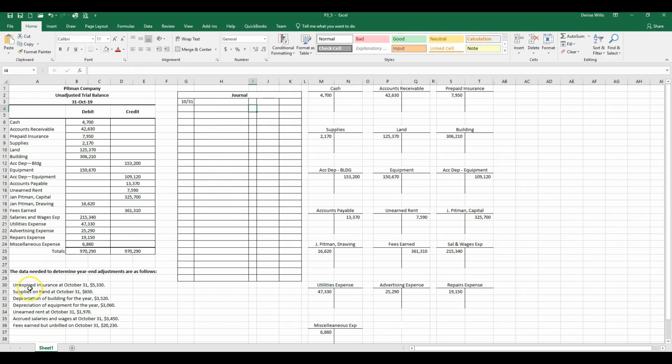Okay, but let's start out looking at it here. The first one says unexpired insurance at October 31st was $53.30. What they are telling us is that in the prepaid insurance account, we currently have $79.50, but our ending balance should be $53.30. It's the part that is not yet expired. So they're giving us an ending balance. We know our ending balance should be $53.30. Okay, so when we make an entry, how do we make this be true? Well, we've got to take some out of prepaid insurance to make that true.